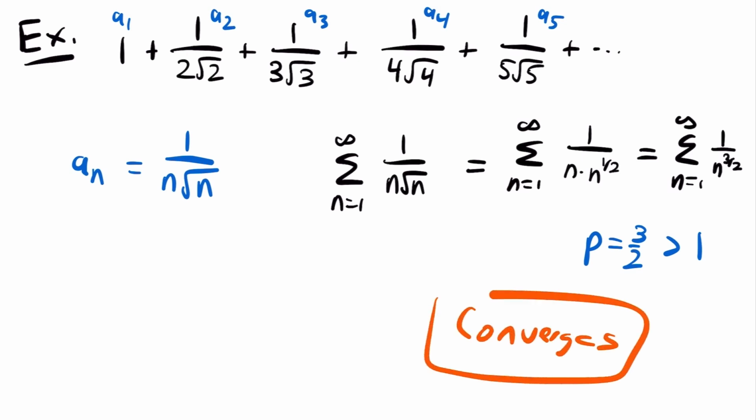All right, and so that is it for this example. We were able to express this infinite sum of terms as a p-series that we could then determine the convergence of based on the value of p.